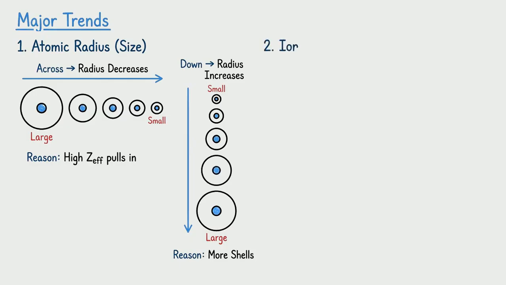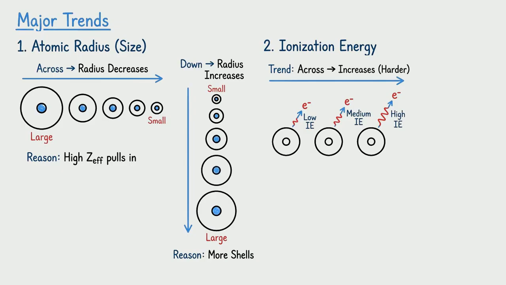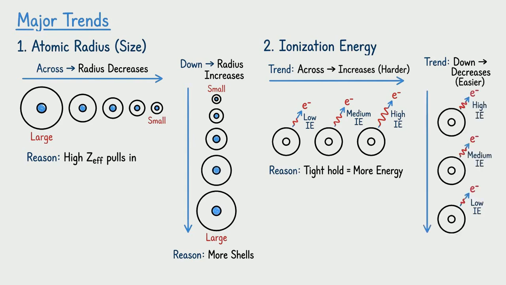Second, ionization energy. This is the energy needed to remove an electron. Across a period, it increases. Electrons are held more tightly, so it takes more energy to remove them. Down a group, it decreases. Electrons are farther from the nucleus and more shielded, so they're easier to remove.